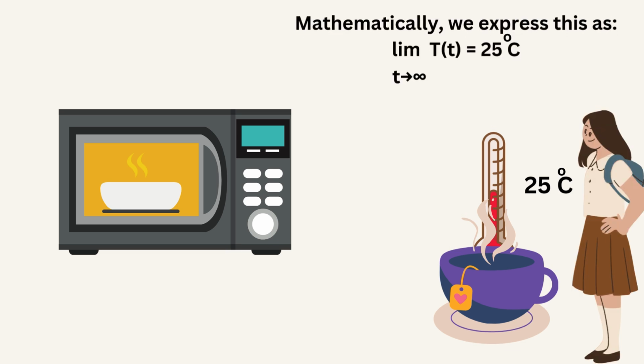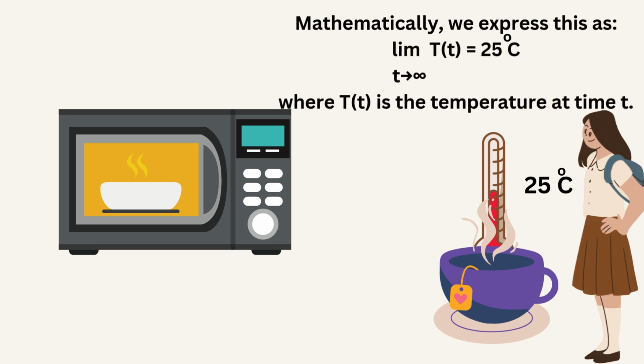So, what did you learn from this example? Mathematically, we can express this situation as the limit, as time t approaches infinity, the temperature T approaches 25 degrees Celsius. Right. That means the coffee's temperature approaches 25 degrees Celsius over time, but never actually reaches it instantly. Limits describe this type of gradual approach.